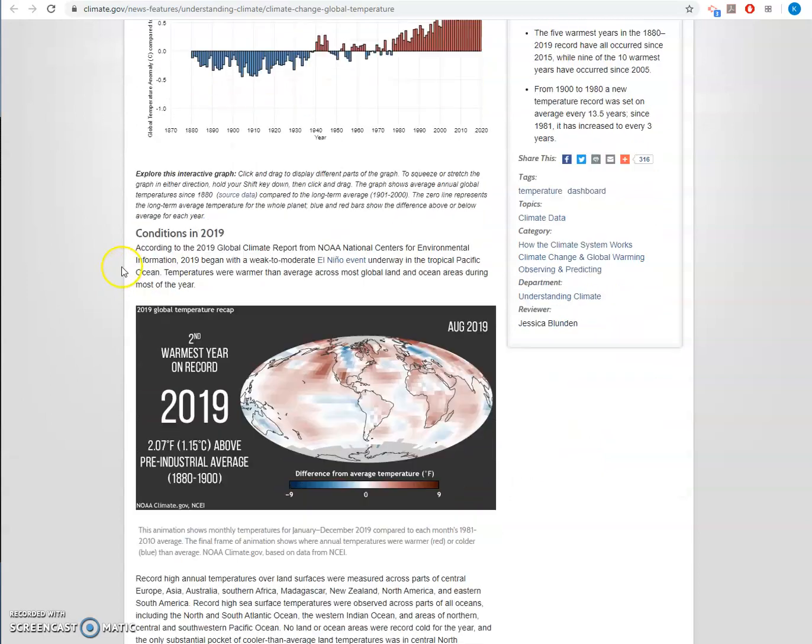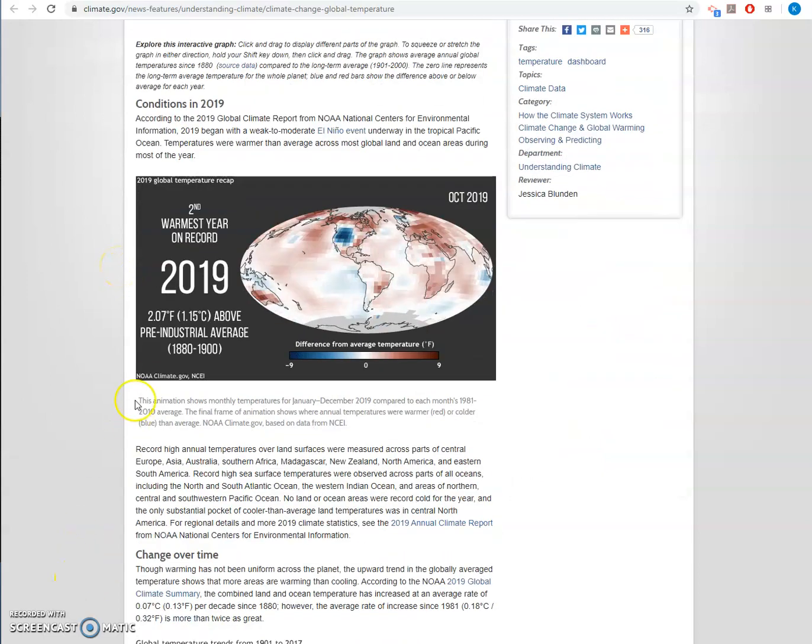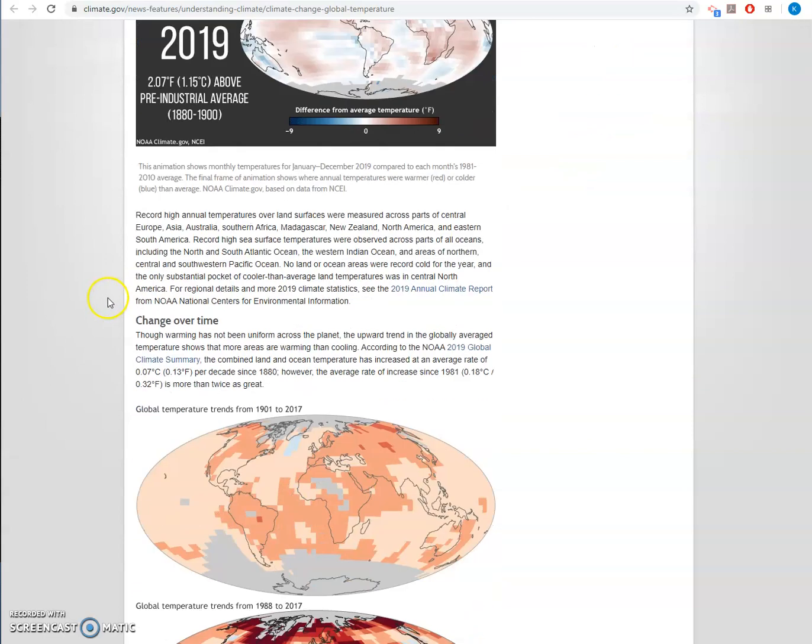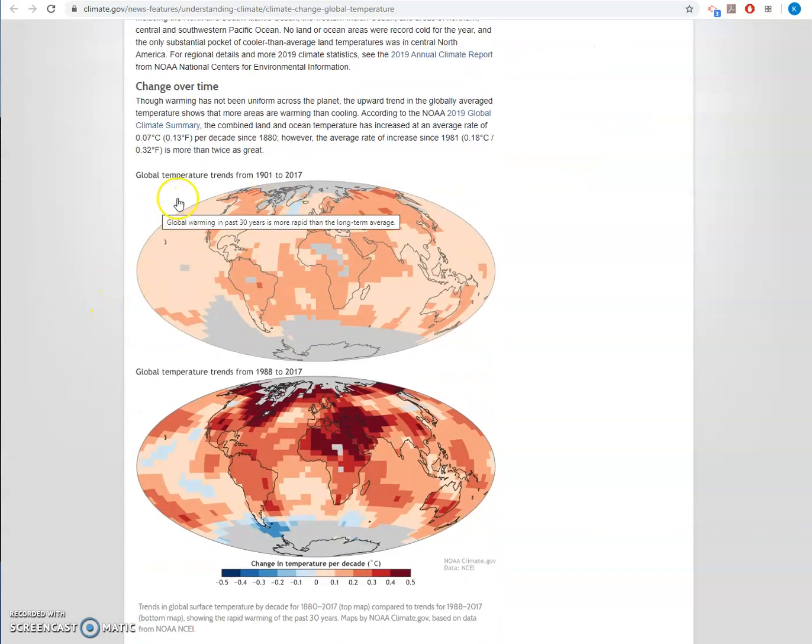Okay, so let's look down here. Conditions in 2000. Oh, we're really far along. So this is what 2019 looked like. You can kind of see the temperature rise, and if you take a look at this, you'll see how it's going. You can see this is actually going through your months, so you can check that out and gather information from that. Here's a description of change over time.